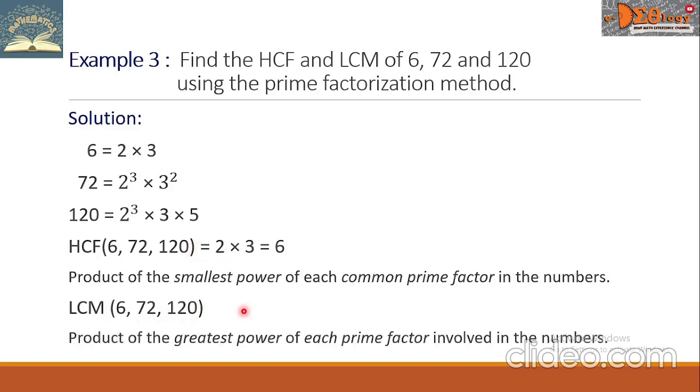Then we go to the LCM of the three numbers. Again, we define LCM as the product of the greatest power of each prime factor involved in the numbers. We will copy all the factors in here. We will write as LCM. So we have 2 cubed. This time, we will write the highest or greatest power, times the 3 with power 2, times the factor 5. When we simplify by getting the product, the answer is 360.